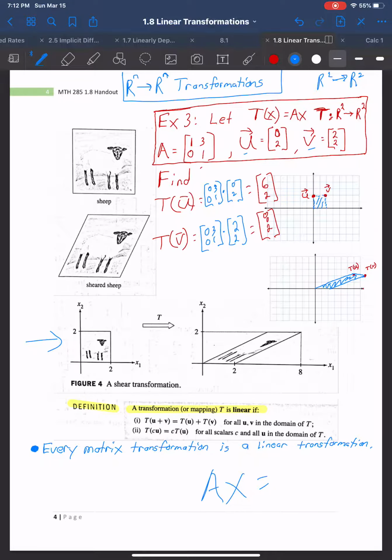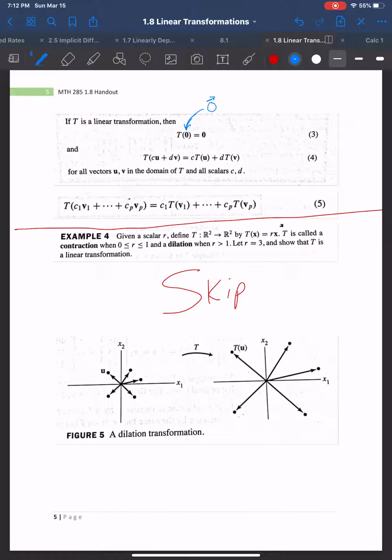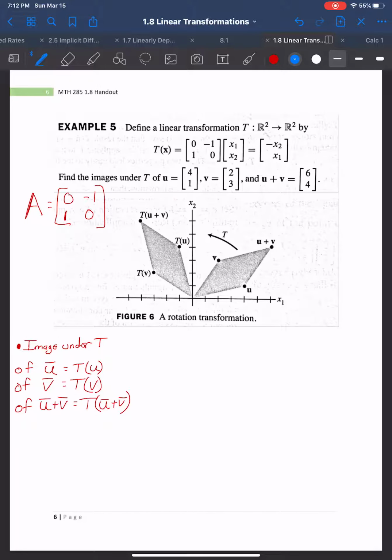This is another if-then statement. If T is a linear transformation, then, of course, I just want you to make sure this 0 means a 0 vector, T of 0 is 0, and so forth. I'm going to skip example 4 and go to example 5. I'm going to see if I can make sense of some of these definitions for you.